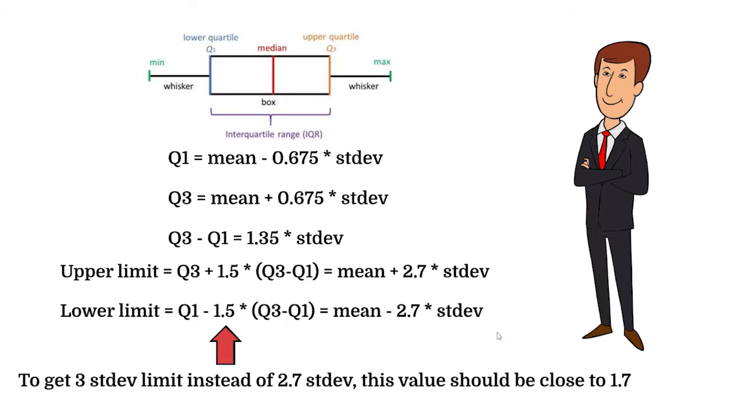Sometimes the practice is to make this value 3. Therefore, anything above mean plus 3 sigma or anything below mean minus 3 sigma can be considered as an outlier. To make this one 3, the multiplier should be 1.7, not 1.5 over here. Therefore, we can define the outliers according to our needs. We can put 2.7 or you can put 3 as the multiplier of the IQR over here.